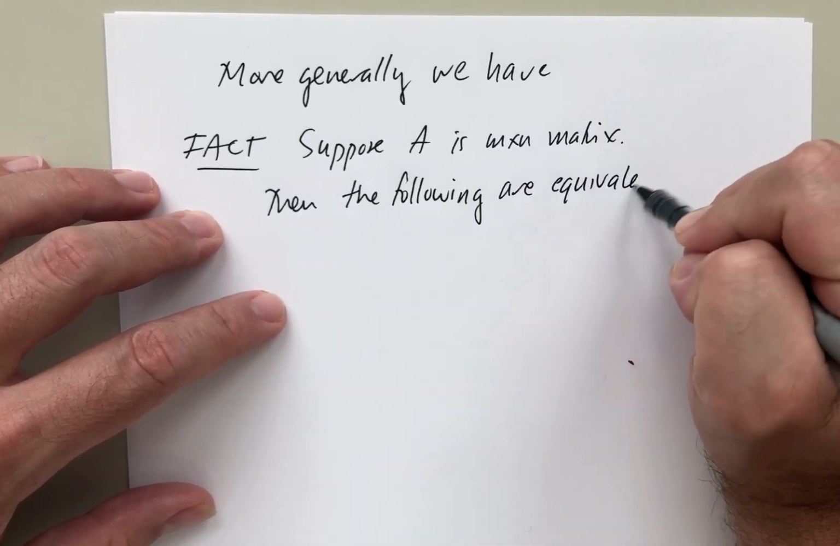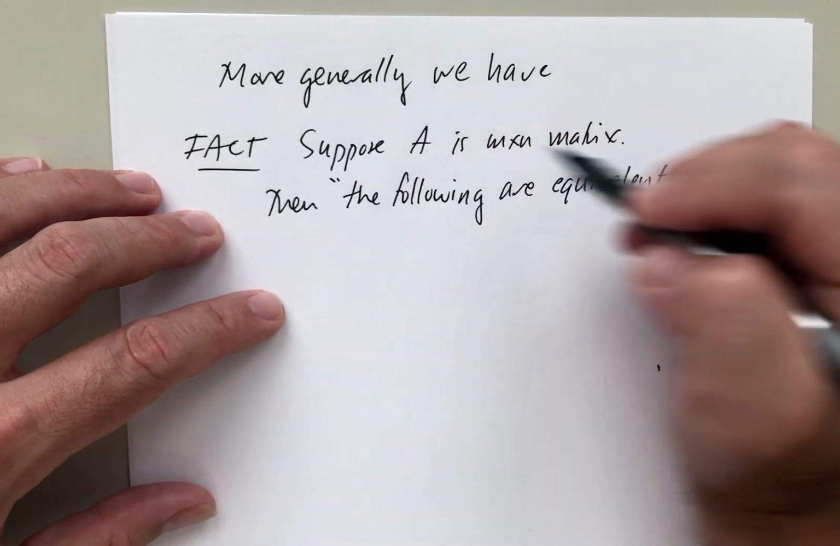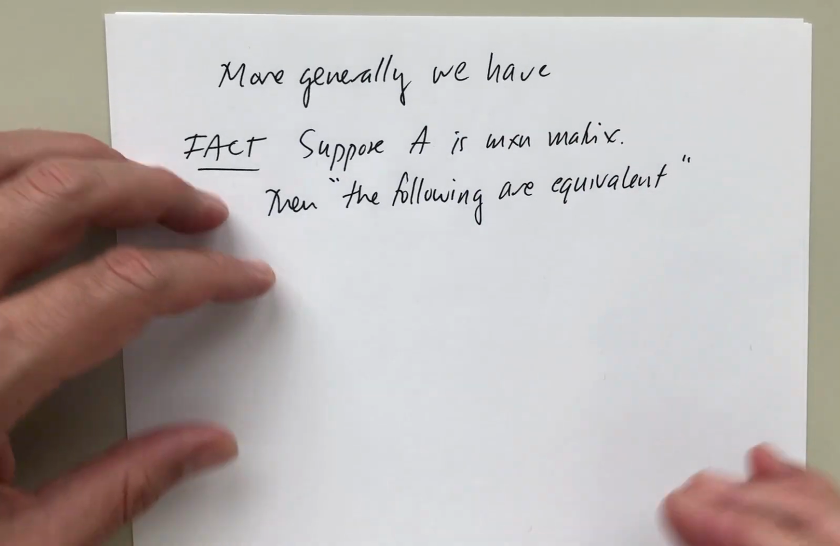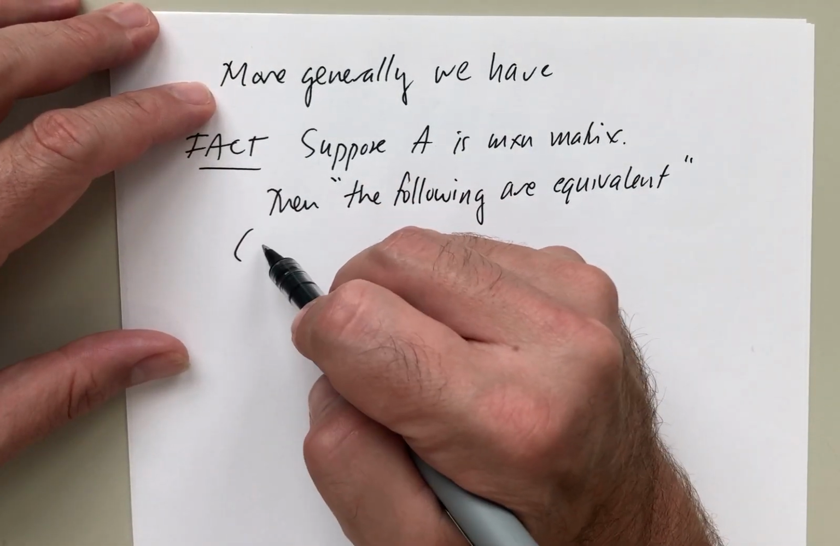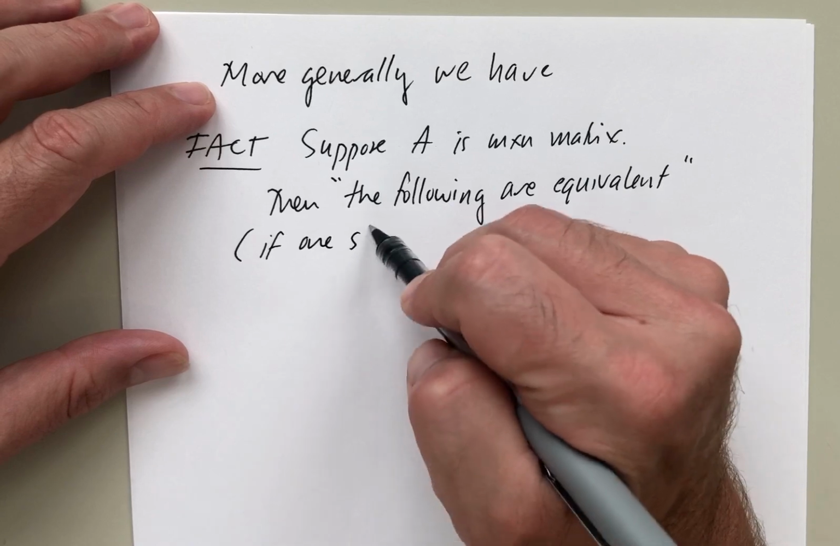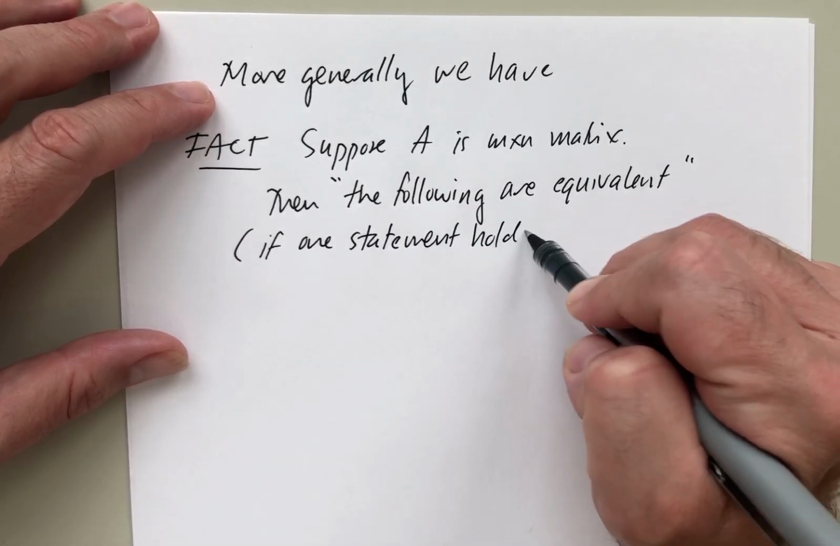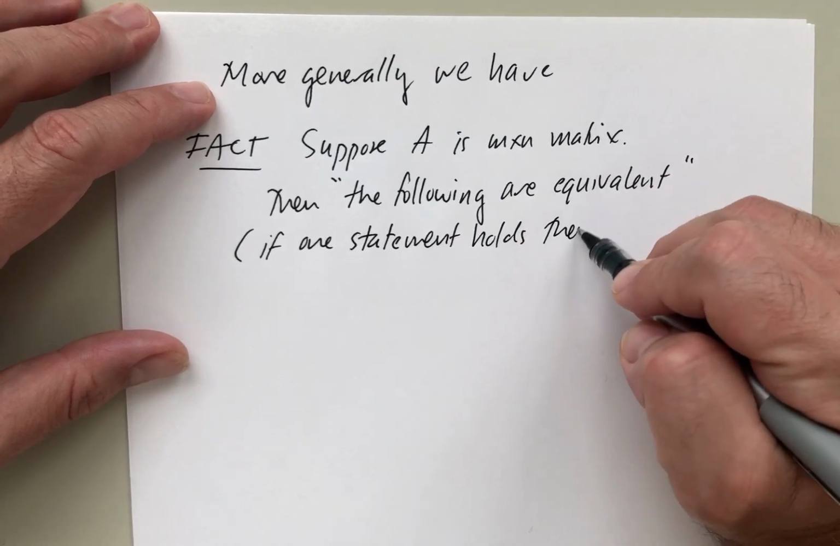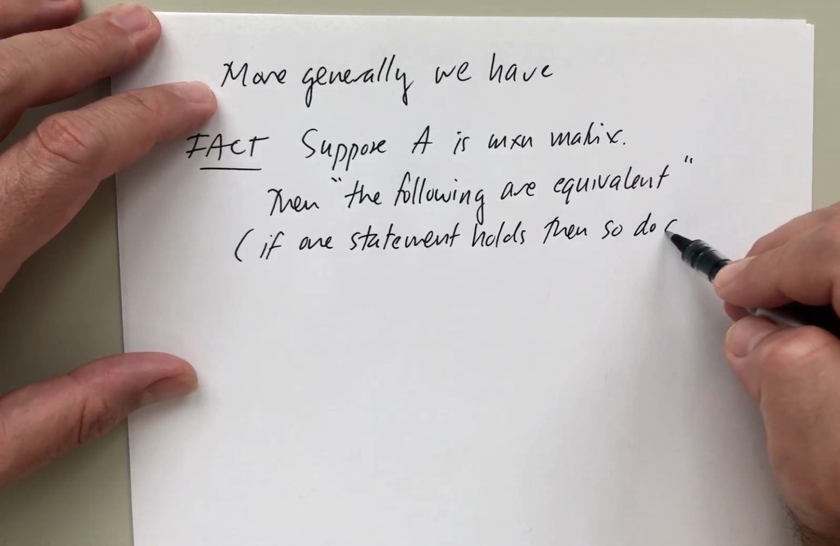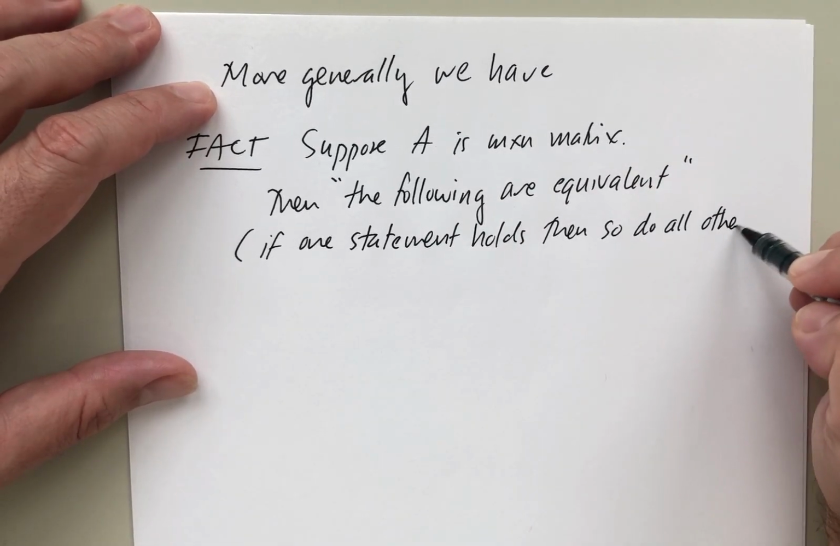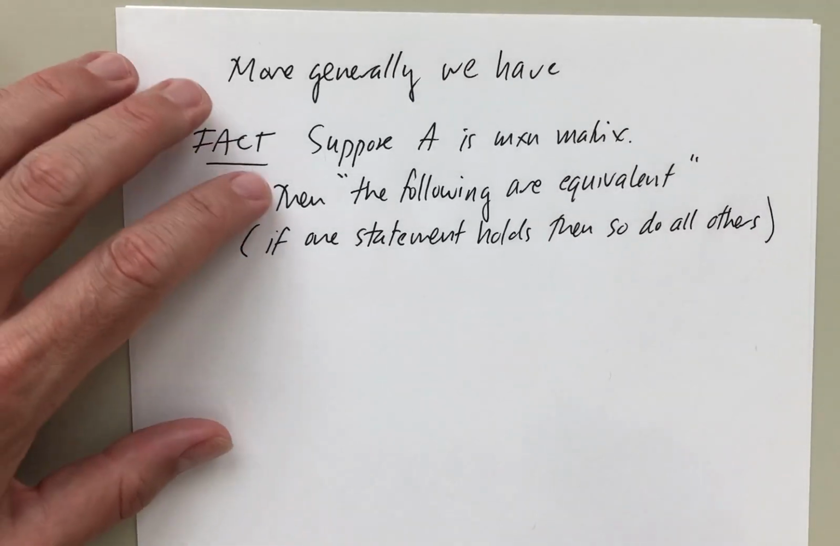Now, what does it mean to say the following are equivalent? This is typical math jargon. What it means is that if one statement holds, if one statement is true, then so do all the others. And I'm going to list a bunch of statements here. They're going to be equivalent in this sense.